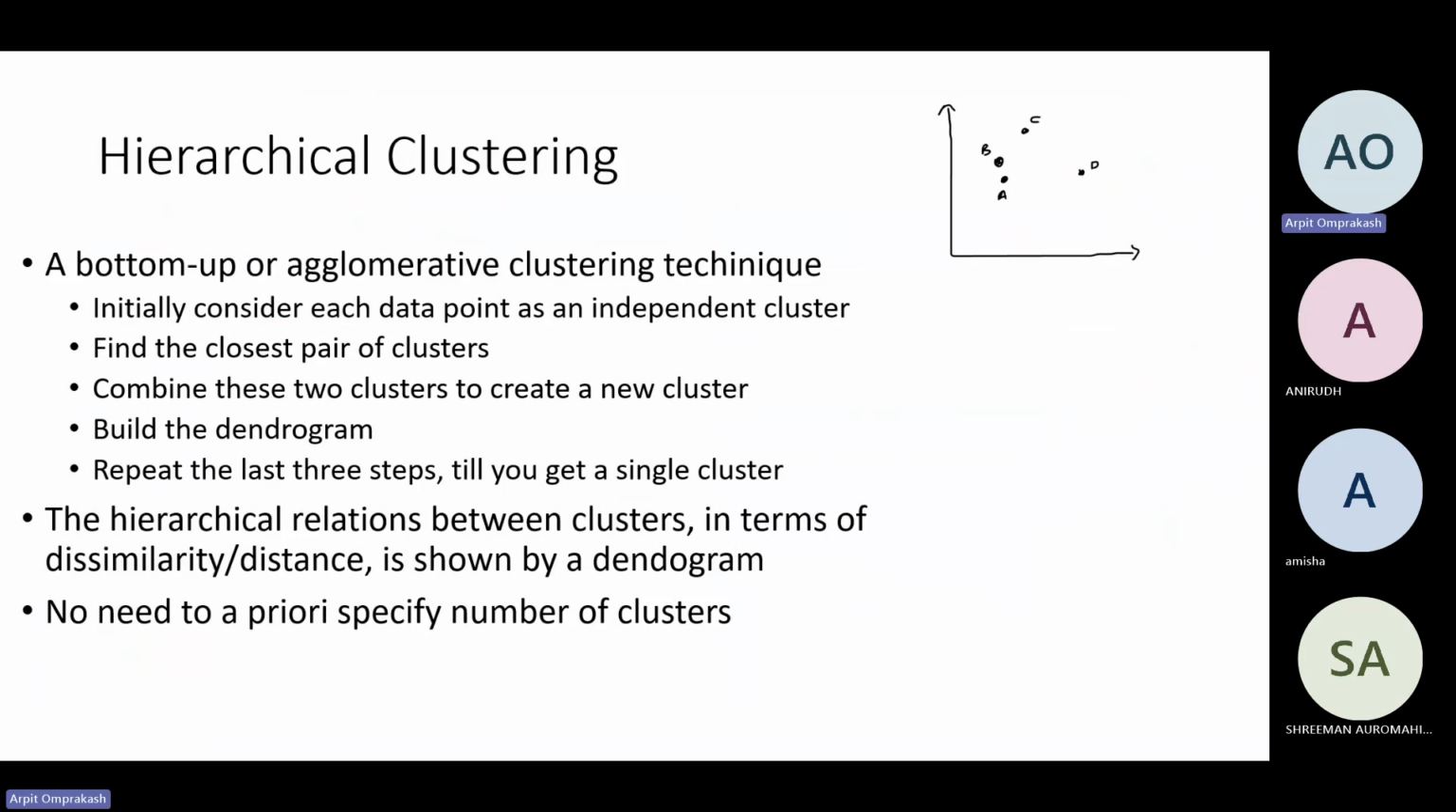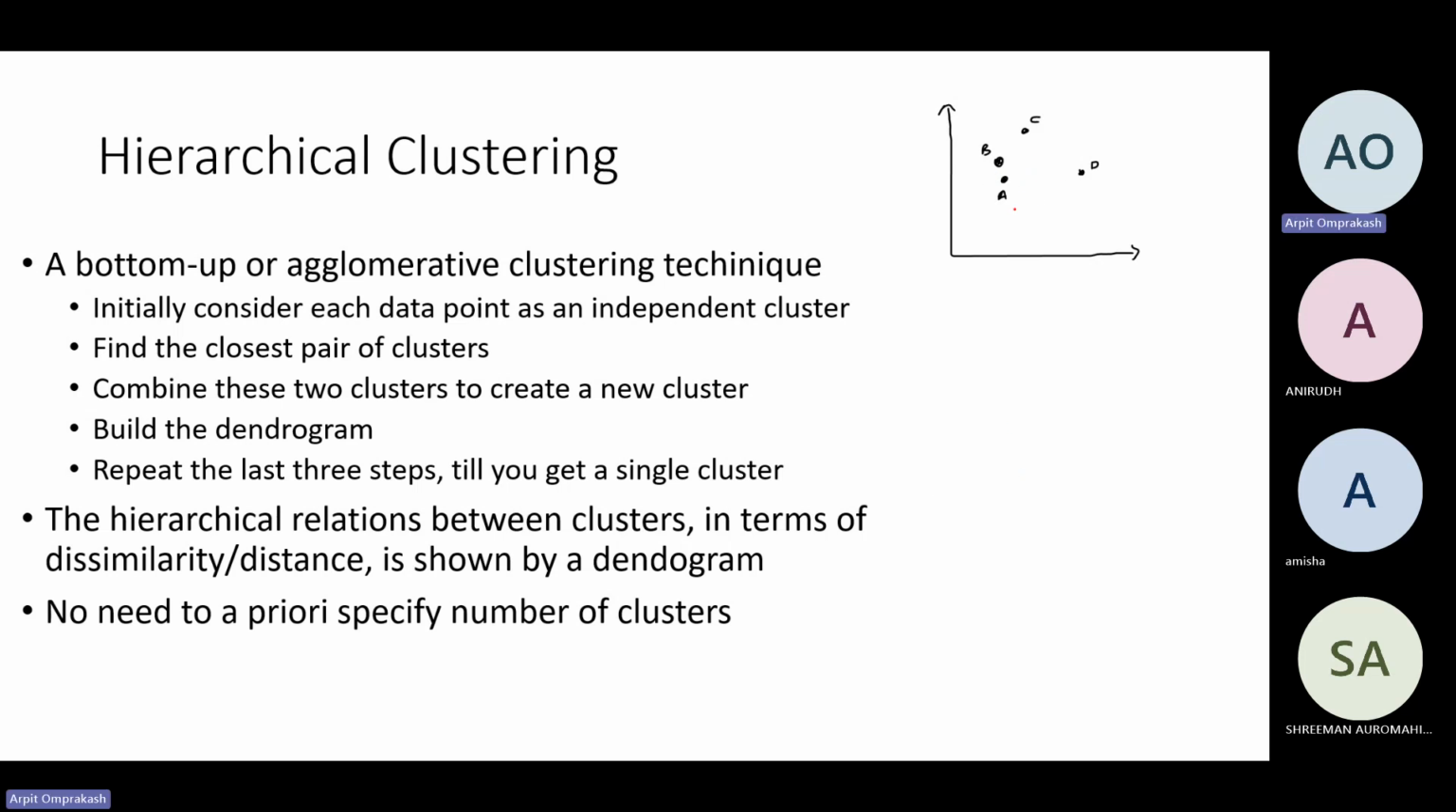One special thing is that in the case of hierarchical clustering, we don't need to mention any number of clusters. For k-means, we had to specify how many clusters we want in our data. However, in hierarchical clustering, we don't have to do anything of that sort. It's also an agglomerative clustering technique. What it means is that initially it will consider all the points as independent clusters. So now what we have here is A, B, C, D, 4 independent clusters.